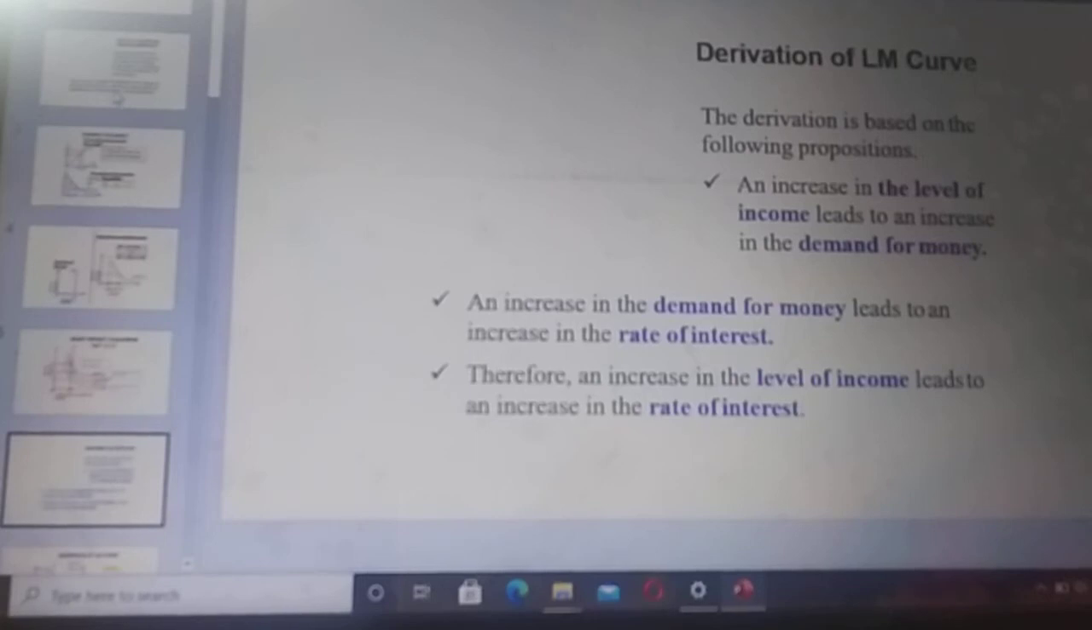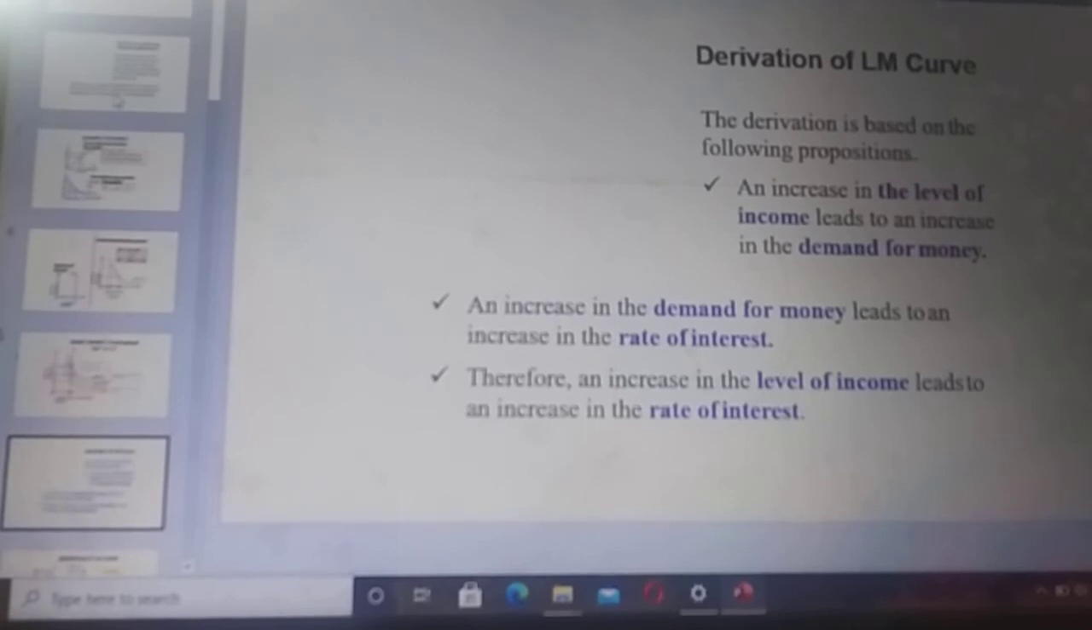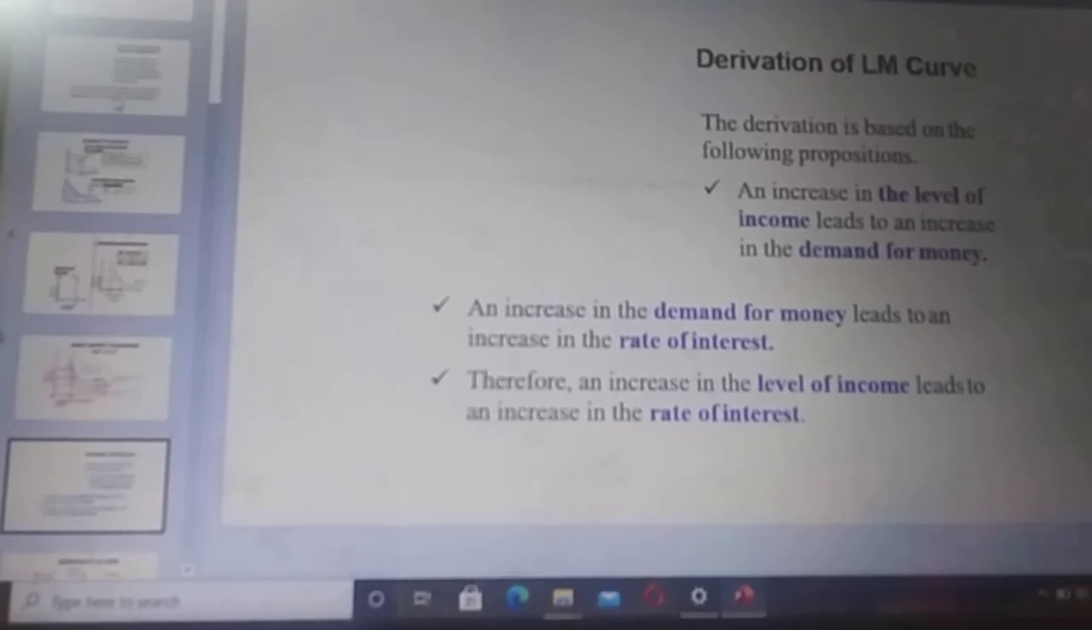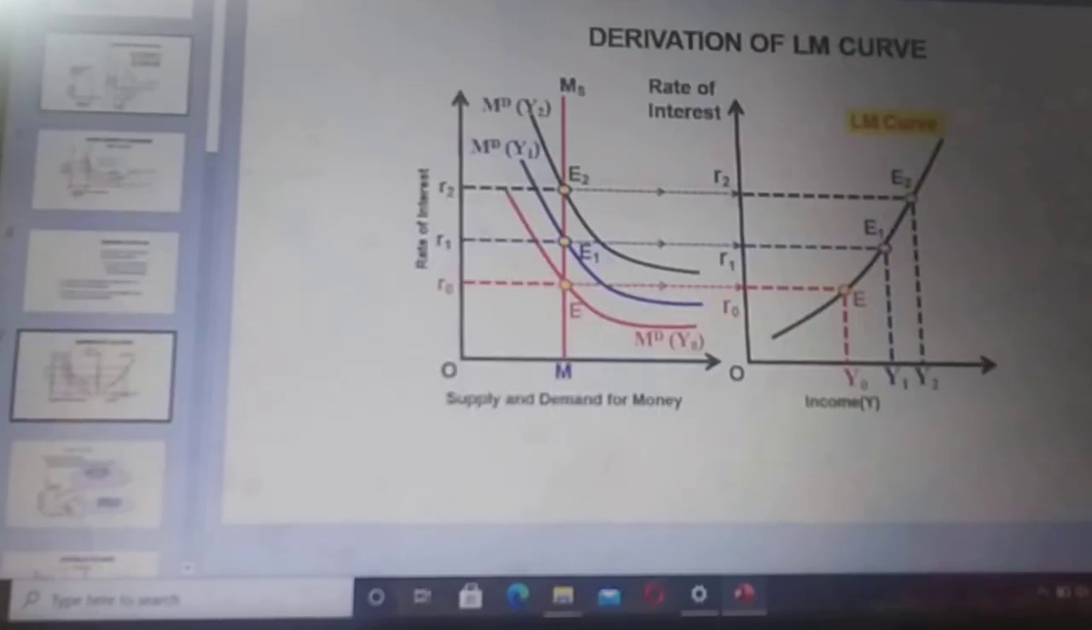So the increase in the level of income will lead to an increase in the rate of interest as well. Because when the level of income of the people increases, they will start demanding more money from the financial institutions, and in order to cope with the rising demand for money, the banks will increase the rate of interest. So there is a relationship between the level of income and the rate of interest.